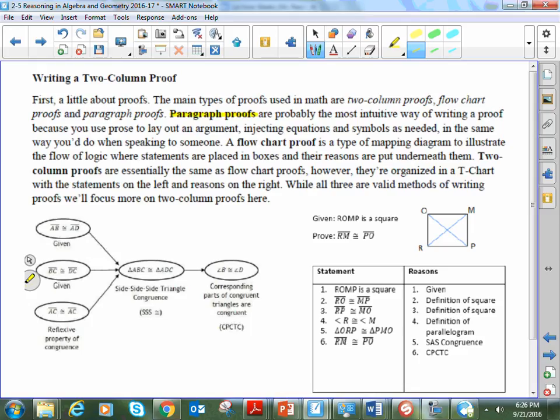The first, and probably the most obvious, is what we would refer to as a paragraph proof. The reason why I would say it's the obvious one is because if you had to justify something to someone, regardless of what it is, whether it's a math thing or a non-math thing, we do it using language. And if we use language to justify something, we can obviously write it down in the form of a paragraph. So that's what a paragraph proof is. Now they can get a little complicated depending on the type of proof and maybe the math associated with it, but it is the most intuitive way of proving something.